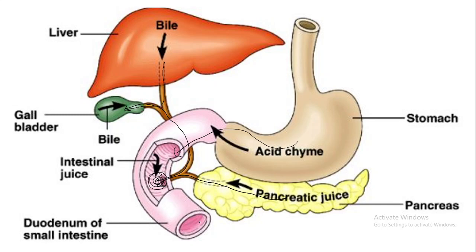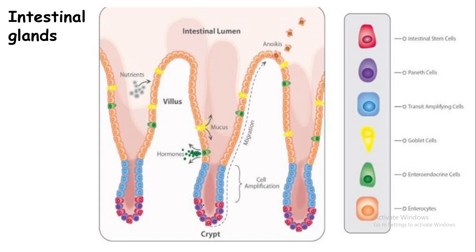Not just that, throughout the duodenum, even the intestinal juices are produced so that they act on the chyme. Coming to the intestinal glands now, you can see these faint structures. They are the villi. One such villus is extended here. They are lined by different colored cells. Let's see what roles these cells play.